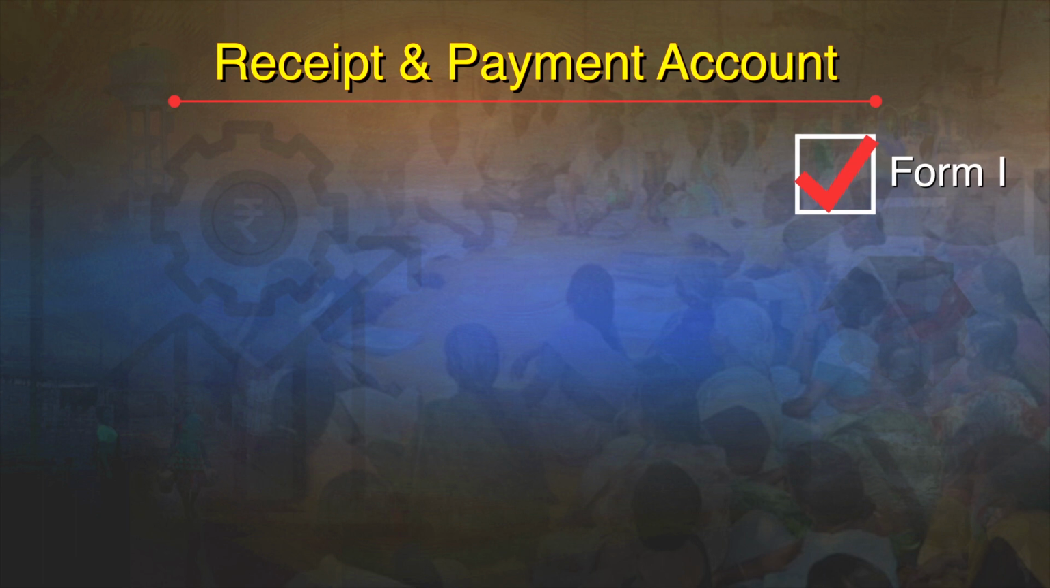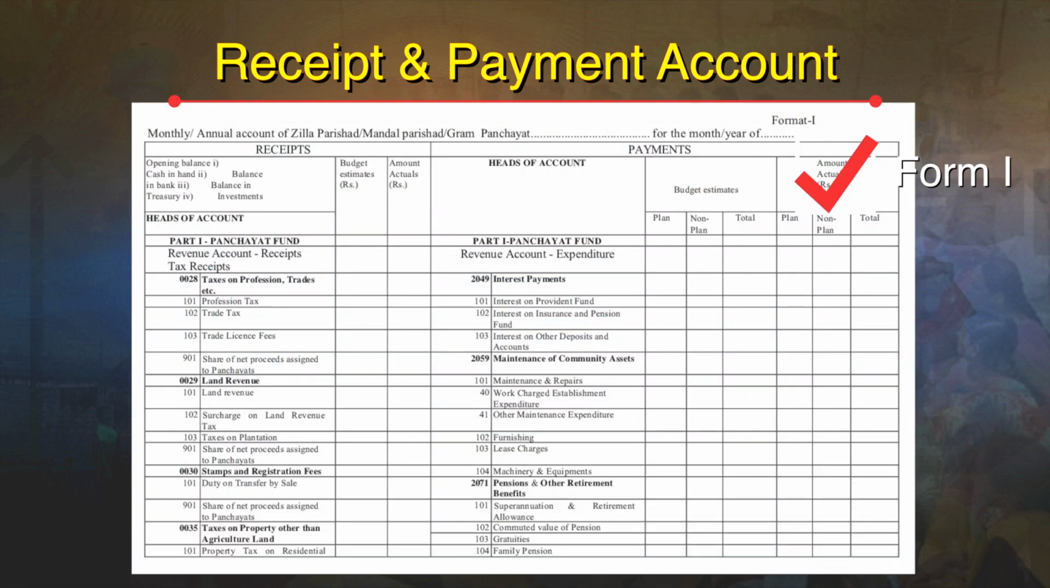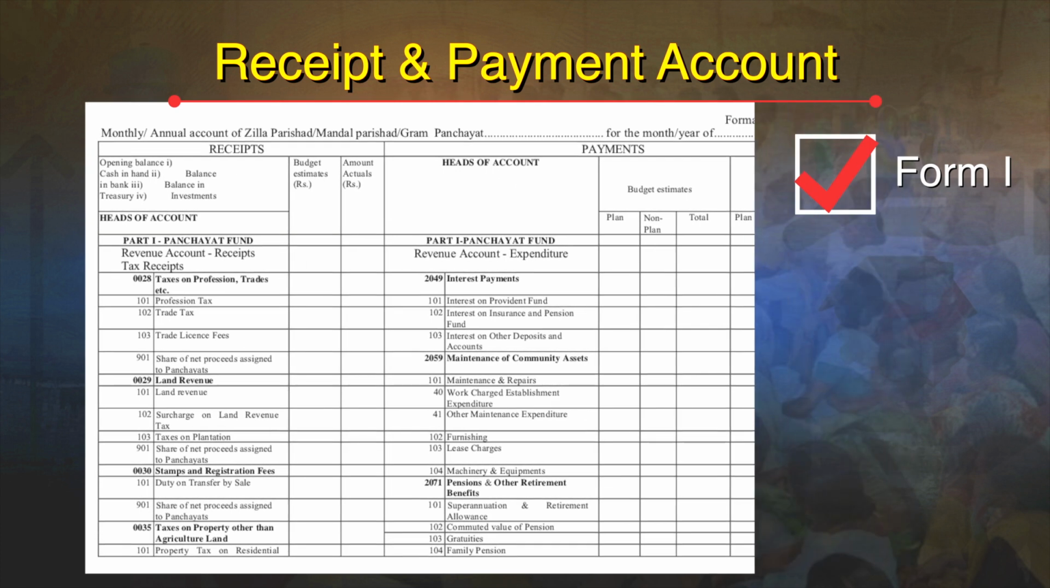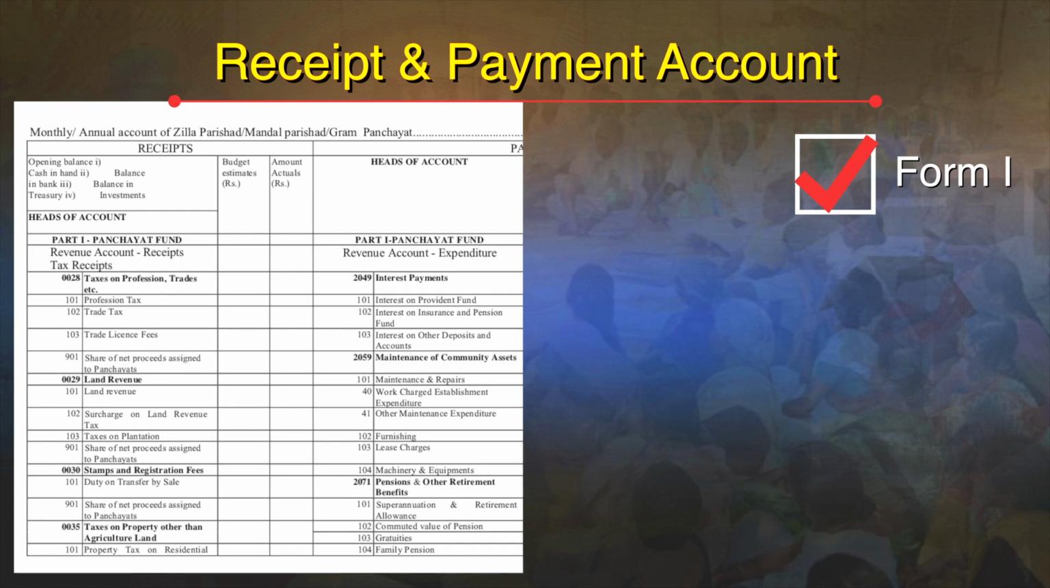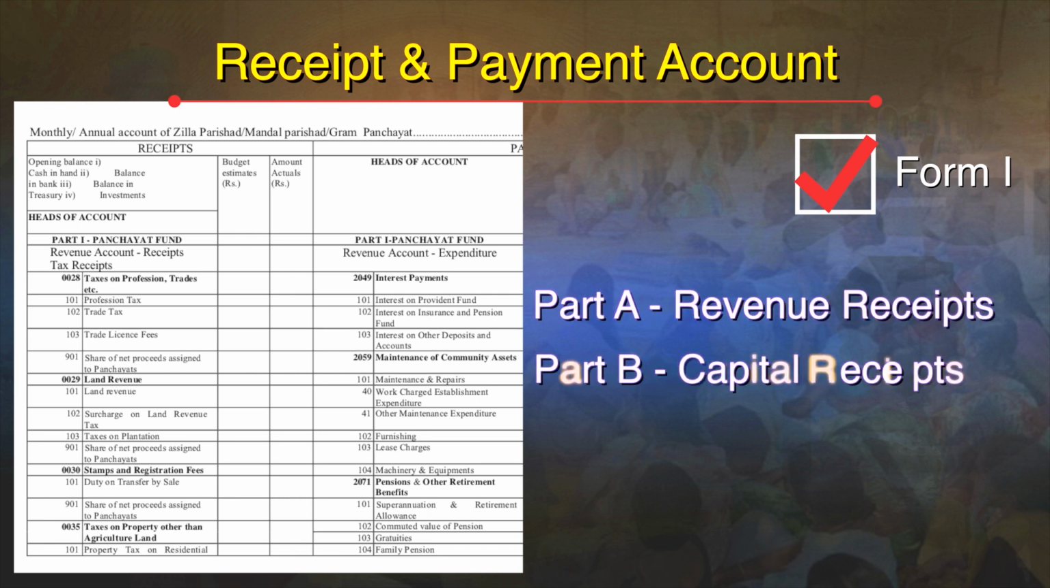The Gram Panchayat budget is prepared only for Part 1 of Panchayat Fund. The receipt and payment account Form 1 given in the model accounting system is used for budget preparation. This document has two parts, namely Part A, revenue receipts, and Part B, capital receipts. The coding system of Gram Panchayat transactions shall be followed for all the budget items also.